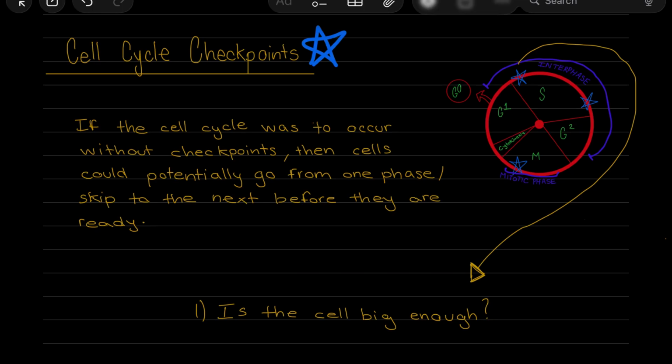If the cell cycle was to occur without checkpoints, then cells could potentially skip from one phase to the next before they are ready, causing abnormal cells, for example cancerous cells. Cell cycle checkpoints are essential for proper human health.